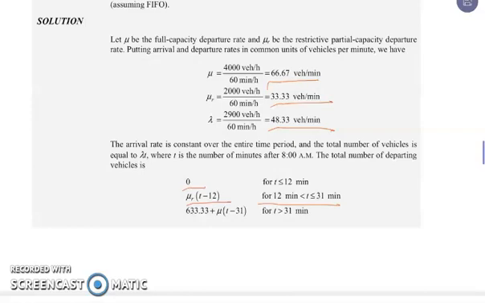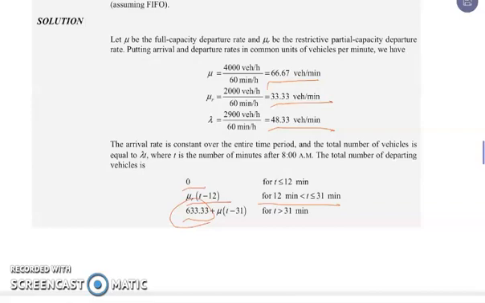Because at 8:31 it was fully opened, the capacity or the departing vehicles will be equivalent to 633.33 plus mu times t minus 31. So this one is 833.33. That is the departing vehicles in between 8:12 and 8:31.